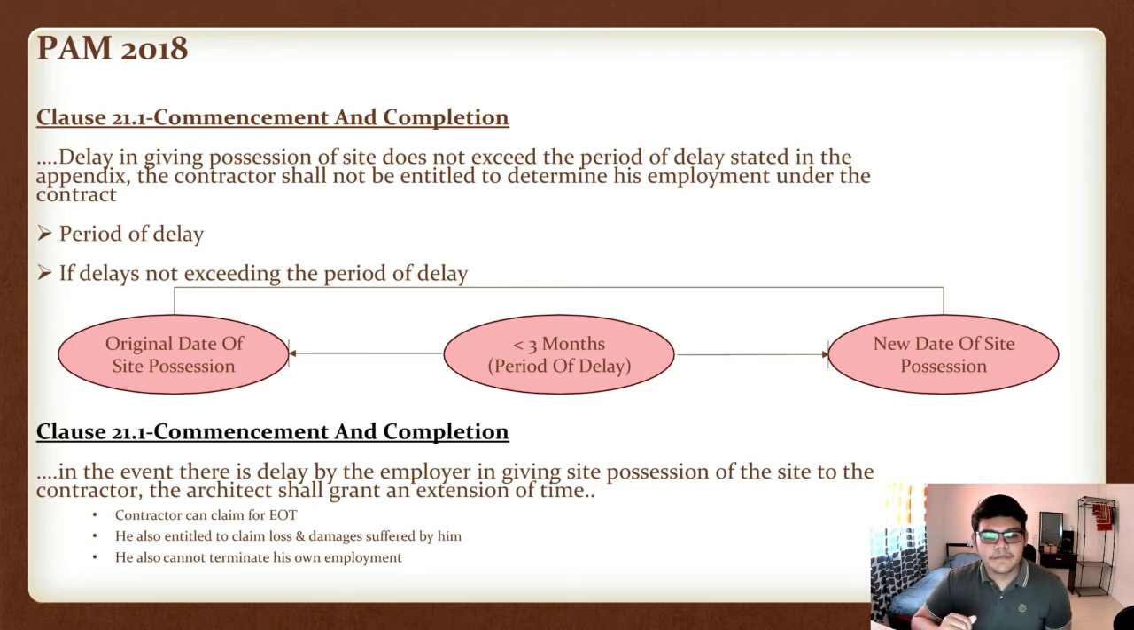Now, clause 21.1 commencement and completion also states that in the event there is delay by the employer in giving possession of the site to the contractor, the architect shall grant an extension of time. So, based on these clauses, the contractor can claim for an EOT within the 3 months period of delay. He can also claim loss and damage suffered by him. However, he cannot terminate his own employment.